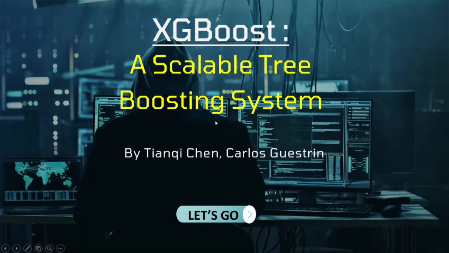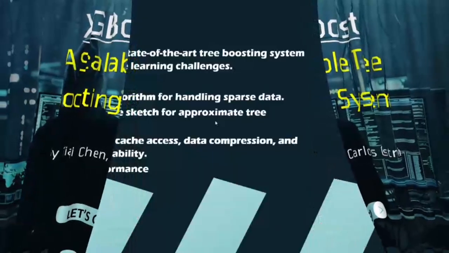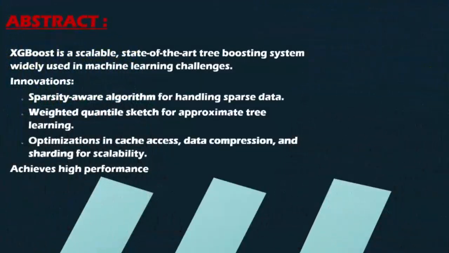Slowly moving on. As you can see, these are the three optimization techniques in machine learning, especially in gradient boosting frameworks like XGBoost. First, the sparsity-aware algorithm. It efficiently handles missing or zero-value data by learning default directions during tree construction. Next, weighted quantile sketch. It approximates optimal split points in weighted datasets for faster and more scalable tree learning. Third, cache access, compression, and sharding. It's a system-level optimization to speed up training by reducing memory overhead and parallelizing data processing.